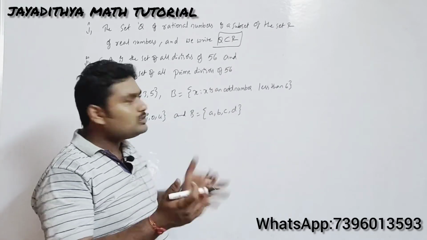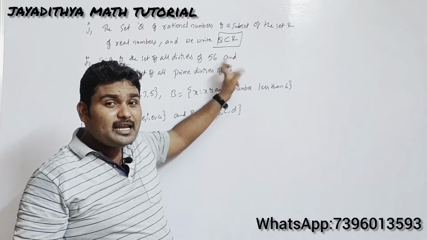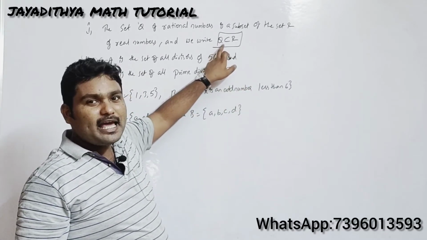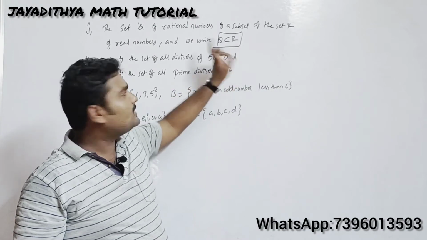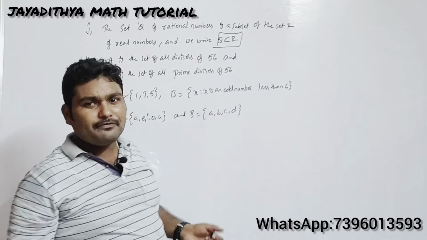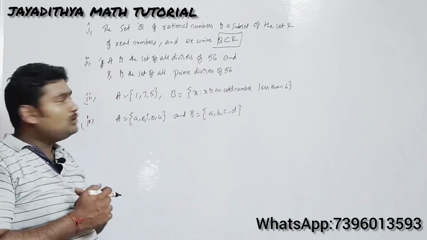You know that every rational number is a real number, or not? Every rational number is a real number. Clear? So that means each and every element of Q is present in R. Therefore, what can you say here? That is nothing but Q subset R. This point everybody knows. And let us look at the next one.